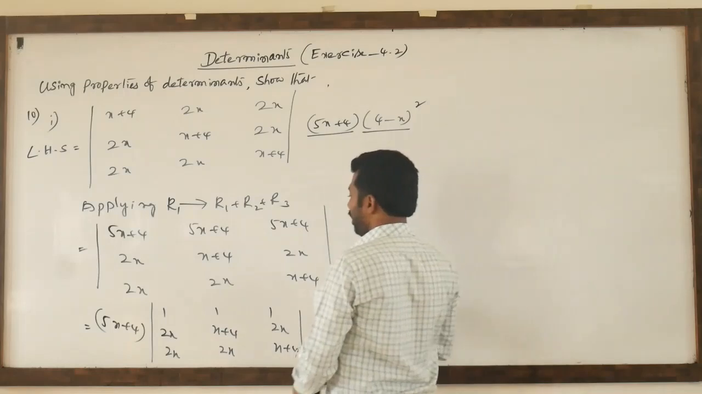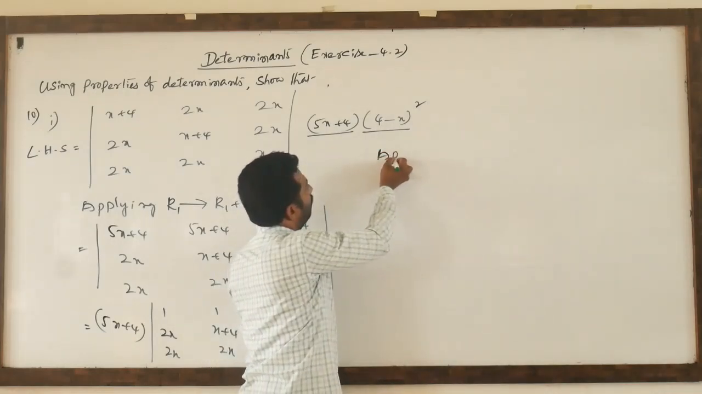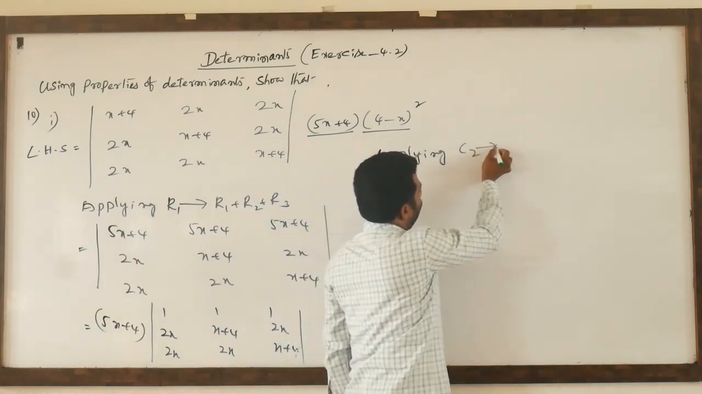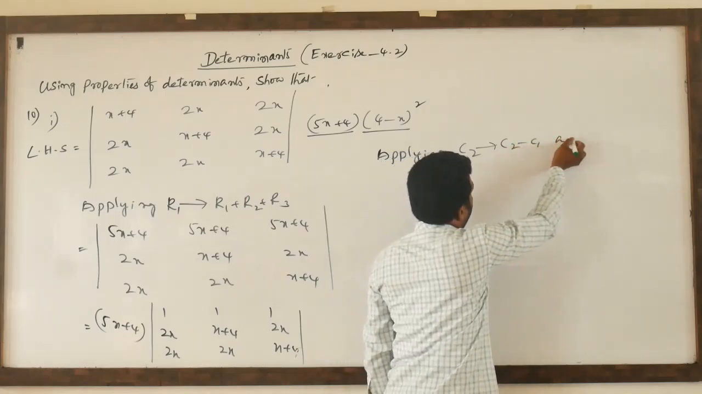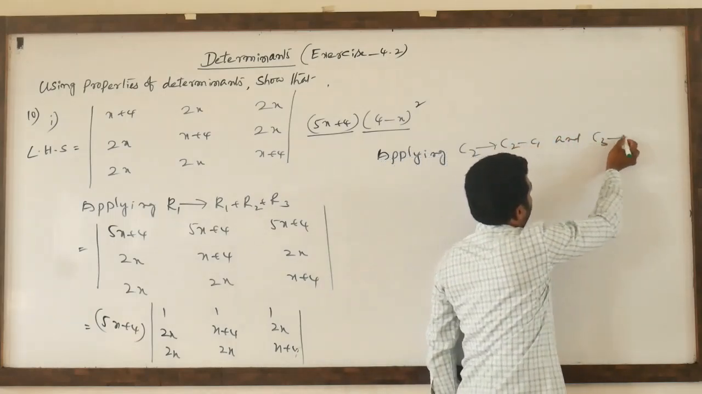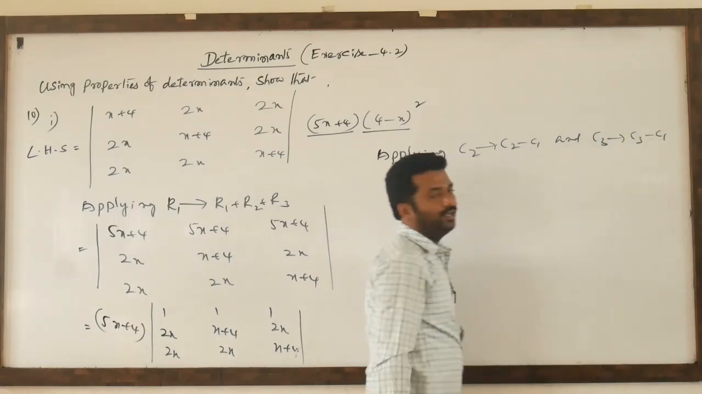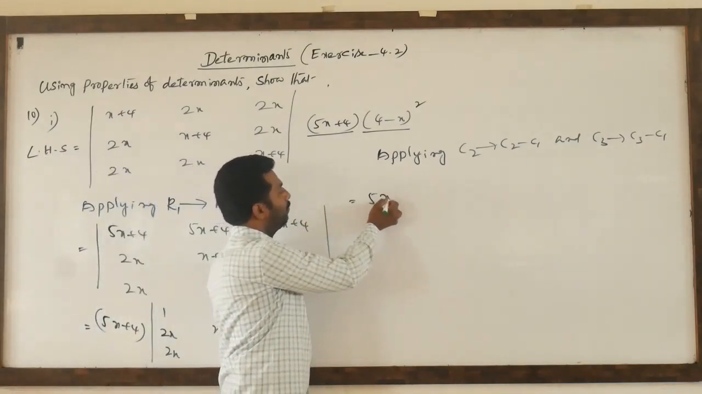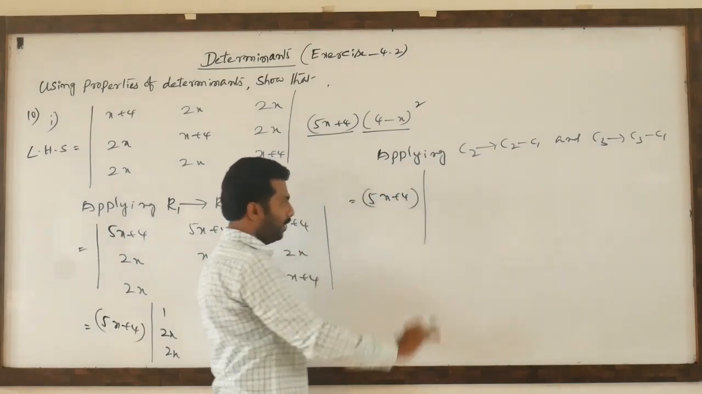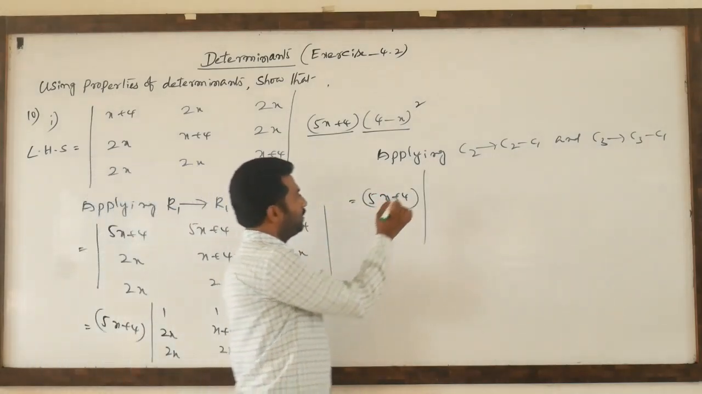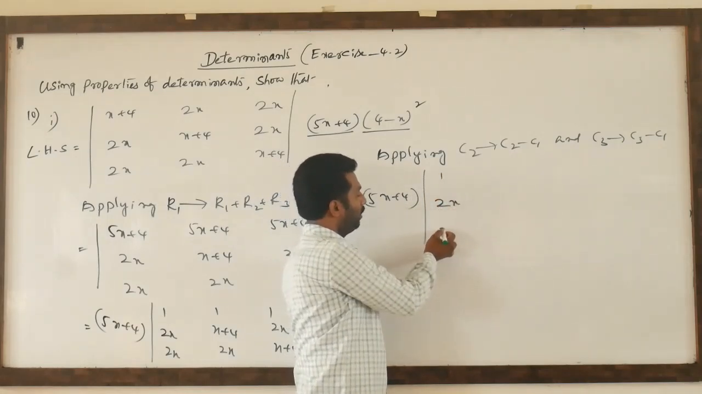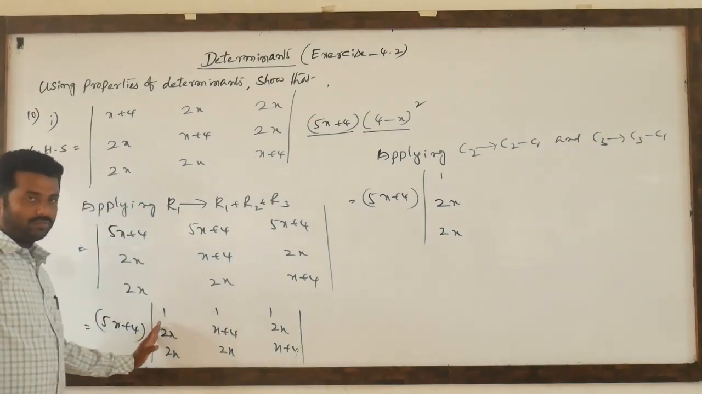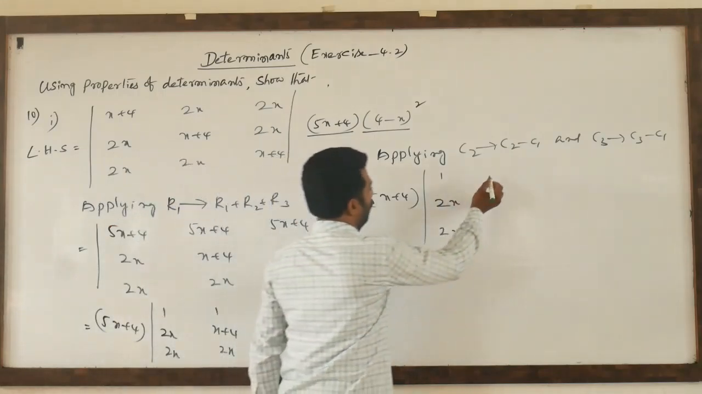See. Applying C2 changes to C2 minus C1 and C3 changes to C3 minus C1. If I apply that operation, what will we get? Already 5x plus 4, this is common, already it is there. No changes in C1. What is C1? This is 1, 2x, again 2x. C3 minus corresponding C1, you observe. 1 minus 1, 0.